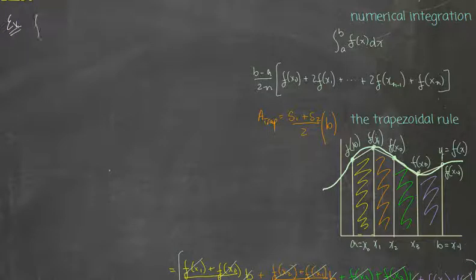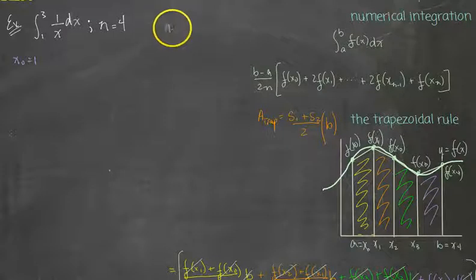Let's estimate the definite integral from 1 to 3 of 1 over x dx. Okay, and we're going to use the trapezoidal rule where n, we want 4 subintervals. So first we need to find the endpoints. We know that x0 is 1, and we know that x4 is 3. But we don't know where x1, x2, and x3 fall. But we can use the change in x from our formula right here.